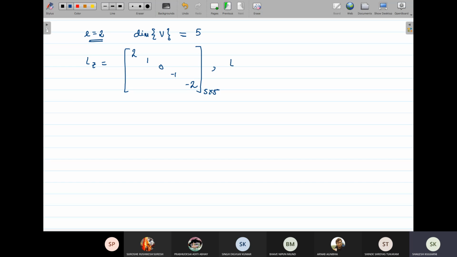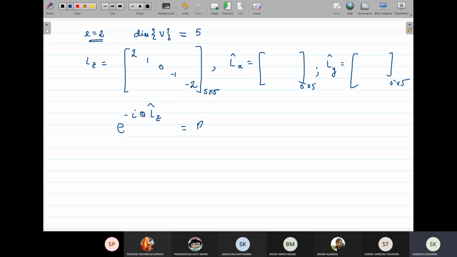Then similarly, by using L plus and L minus, you can construct a 5-dimensional matrix for LX and a 5-dimensional matrix for LY. Am I correct? Now, if you exponentiate this matrix, suppose you consider this LZ, forget about these two for a moment. This is a very legal action, right? E to the power minus i theta LZ. You know how to exponentiate it.